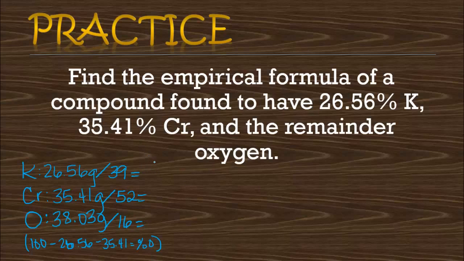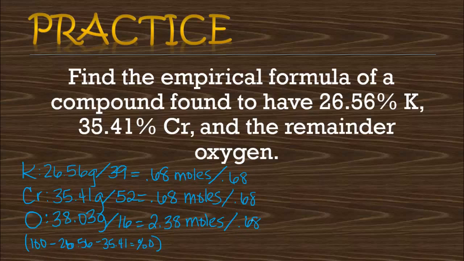So for potassium, we get 0.68 moles. For chromium, we also get 0.68 moles. And for oxygen, we get 2.38 moles. So now we're going to go through and find out which one is the smallest. So 0.68 is the smallest of all my moles. So I divide by the smallest, and I do it for all of them.